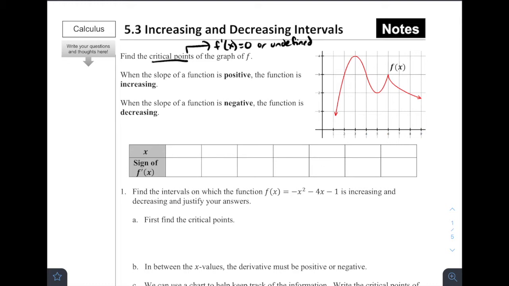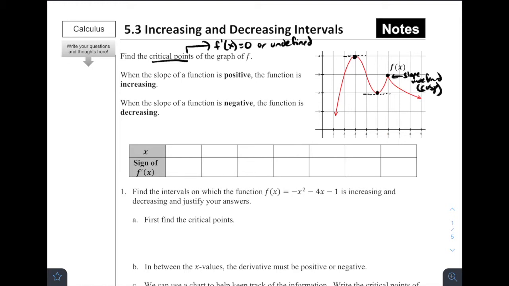So if we're going to find the critical points of the graph of f, we can see that there's a critical point here where the instantaneous rate of change, that slope, is 0. We can see that there's another critical point here where that slope is 0. And we can see another critical point here where the slope is undefined because there is a cusp at that particular point.